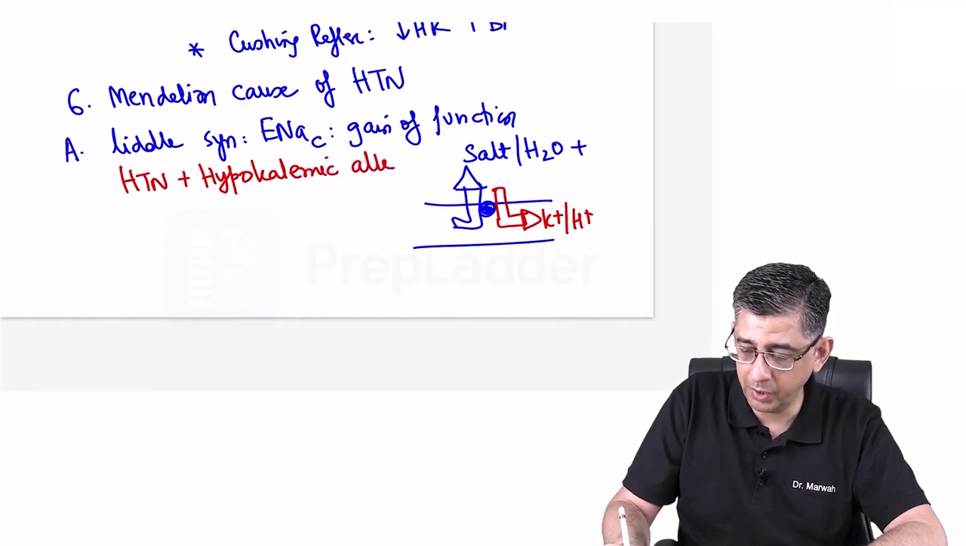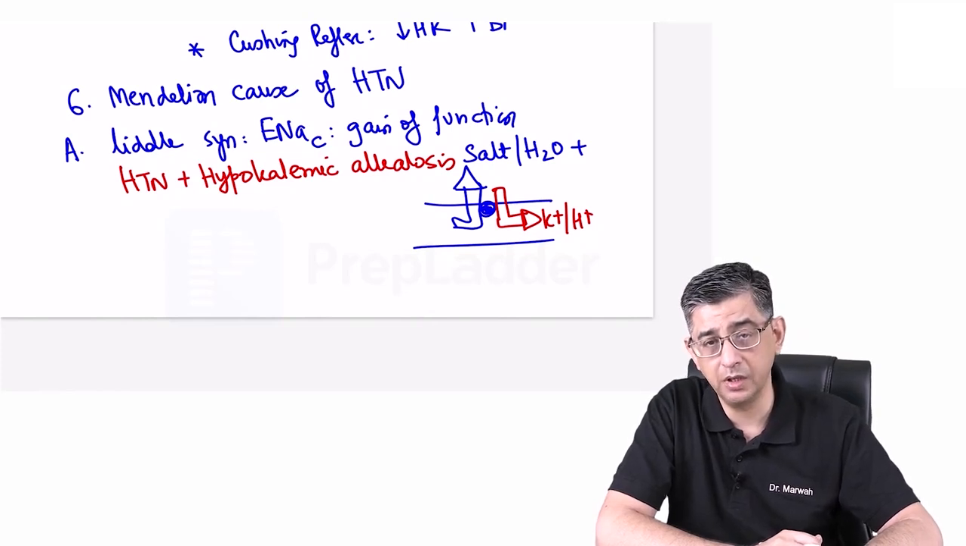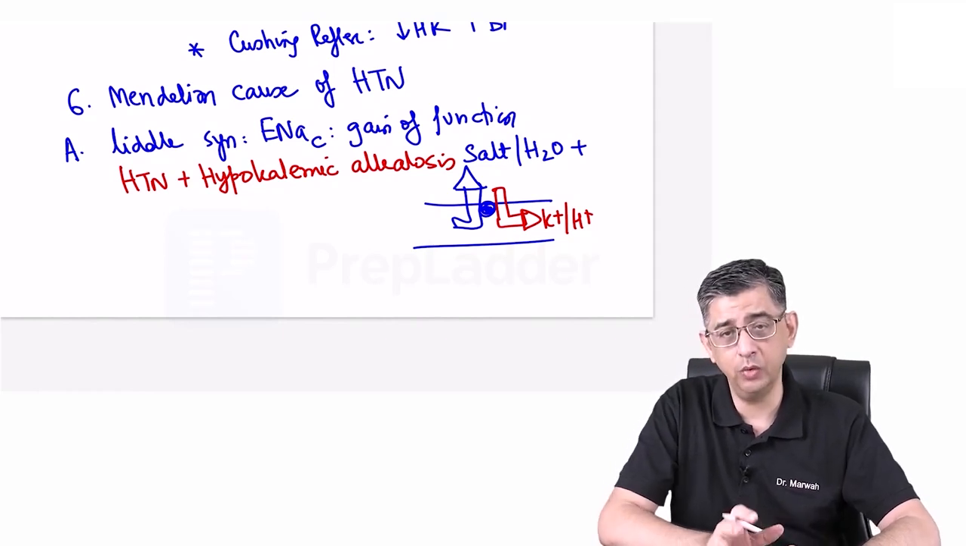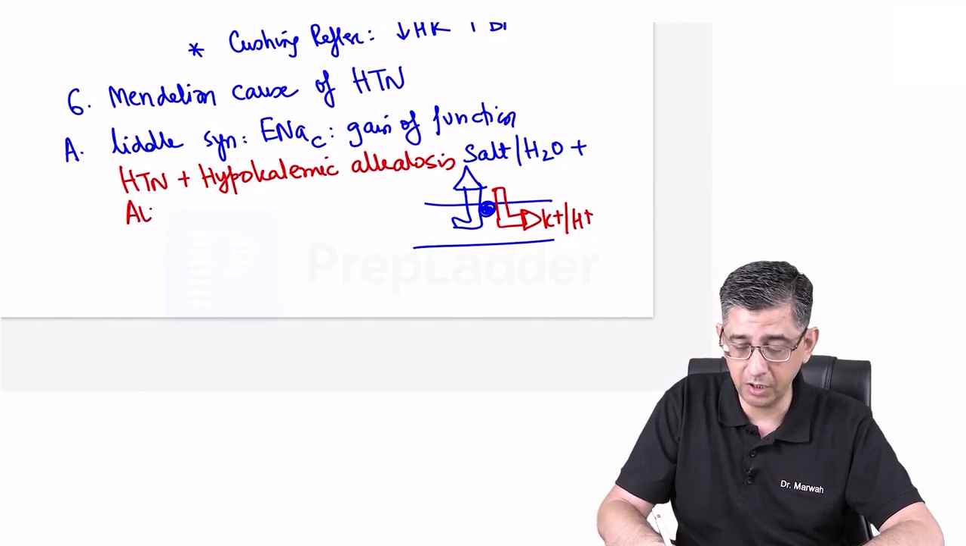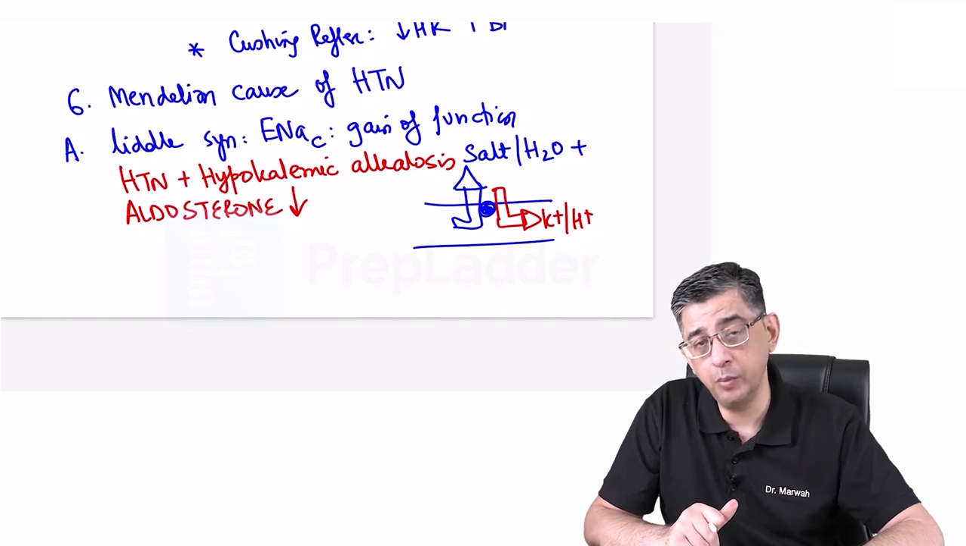So I want you to remember Liddle syndrome is having a gain of function contributing to hypokalemic alkalosis with hypertension. He asked this primarily because he not only wanted to see that are you aware of this, but also the fact that because in this condition the channel is working overtime, salt in the body is more, therefore by feedback mechanism aldosterone will be less.